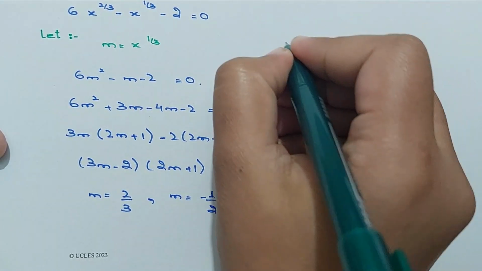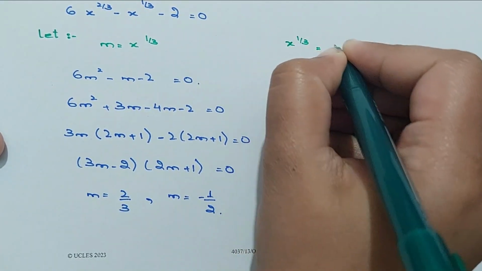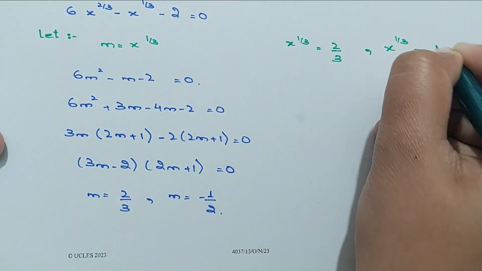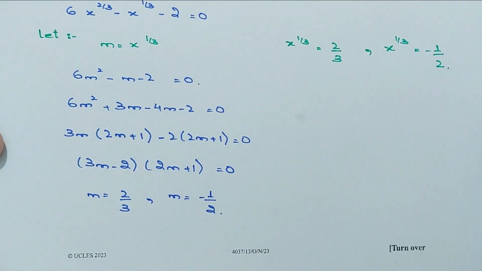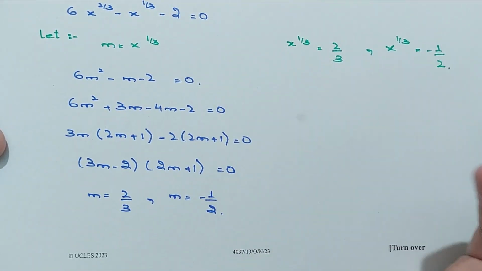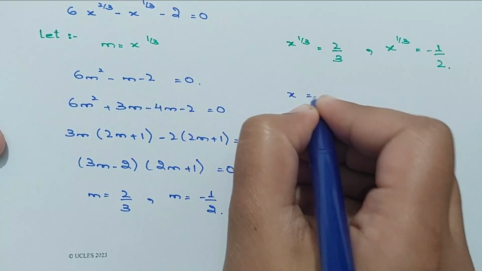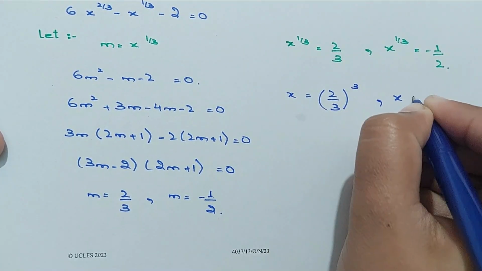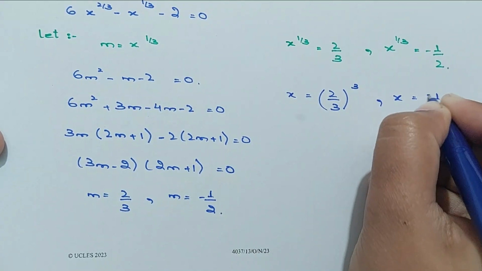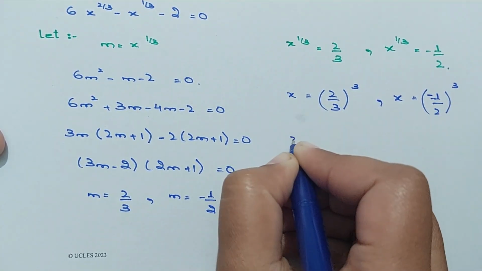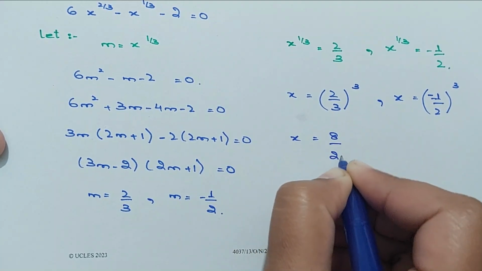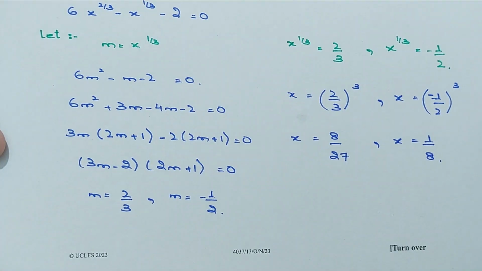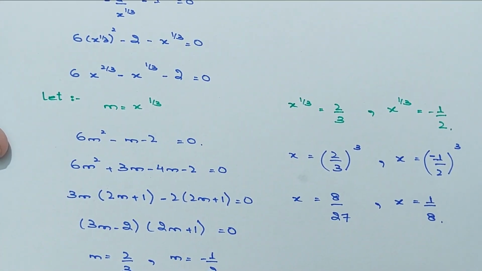Okay, so put it back. So x power 1 by 3 is equal to 2 by 3, and x power 1 by 3 is equal to minus 1 by 2. Let me solve for x. Now taking the cube on both sides, x should be equal to (2 by 3) cubed, and x is equal to (minus 1 by 2) cubed. So here x is equal to 8 over 27 and x is equal to minus 1 by 8, right? So these are the two exact roots.